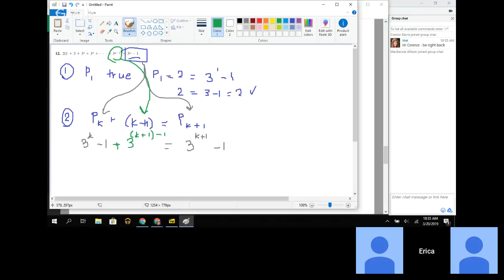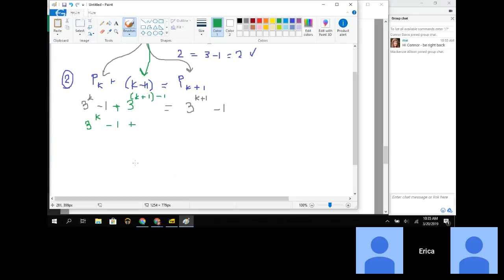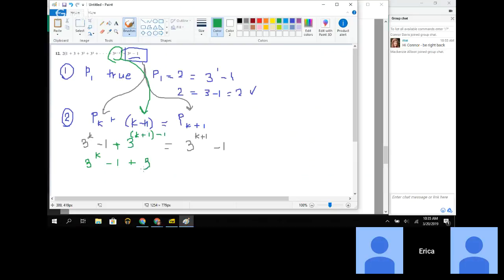Okay, so we end up with 3^k minus 1 plus, and then what is 3 to the k plus 1 minus 1 power? It's 3 to the k power, right? Equals 3^(k+1) minus 1.